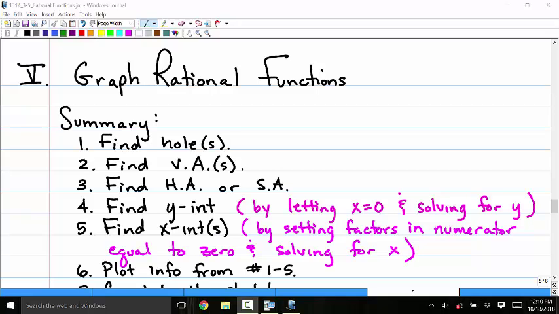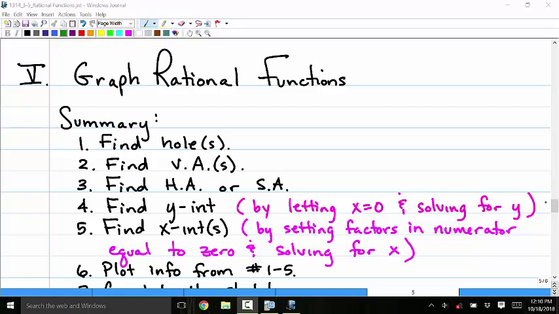Okay, let's put all this stuff together and graph a couple of rational functions. You're going to look at your function. First thing you're going to do is plug it into your calculator and look at the graph. Then you're going to start dissecting it. You're going to see if there are any holes, any vertical asymptotes, either the horizontal or the slant asymptote. Find your intercepts, and then plot everything and make sure your graph looks like the graph on the calculator.